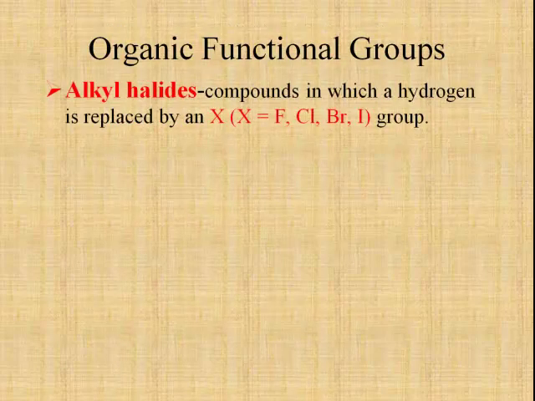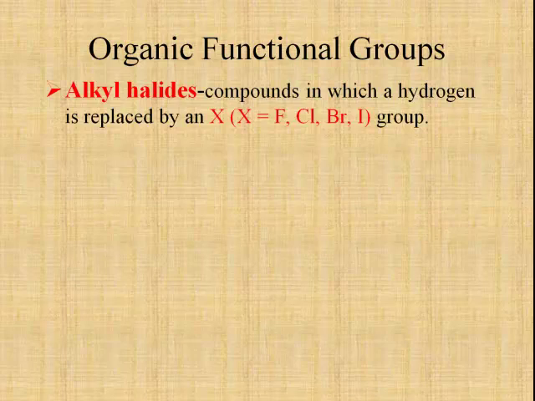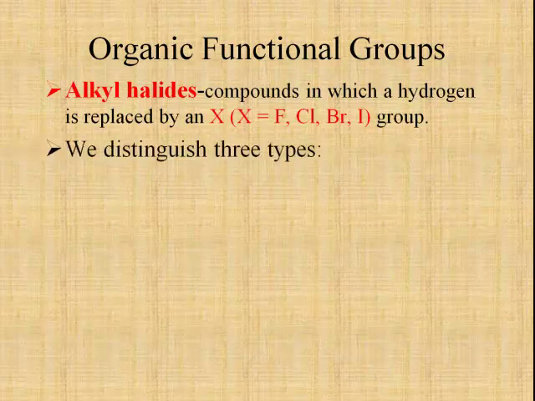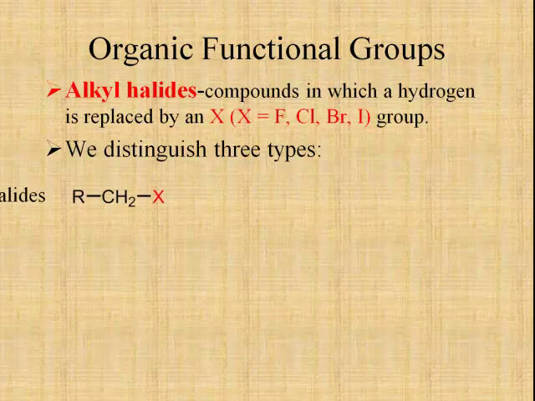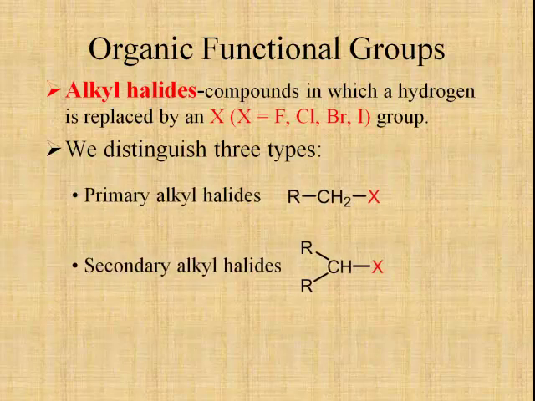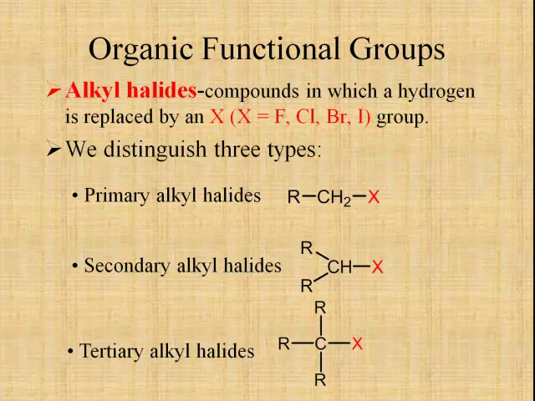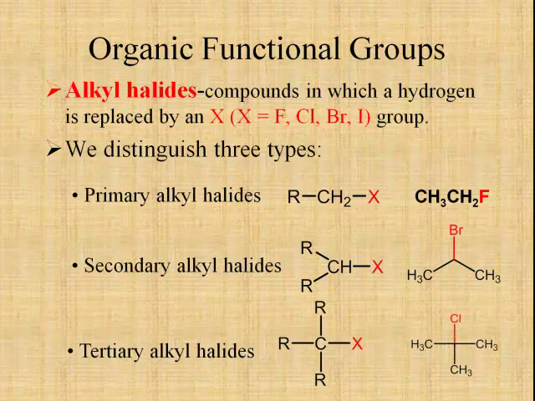Alkyl halides, as I mentioned before, are organic molecules that have halogens attached to them. Like the alcohols, we distinguish 3 different types of alkyl halides: primary, secondary, and tertiary alkyl halides. And these again are categorized according to the number of carbons attached to the carbon that bears the halogen. Examples would be ethyl fluoride, a primary alkyl halide, isopropyl bromide, a secondary alkyl halide, and tert-butyl chloride, a tertiary alkyl halide.